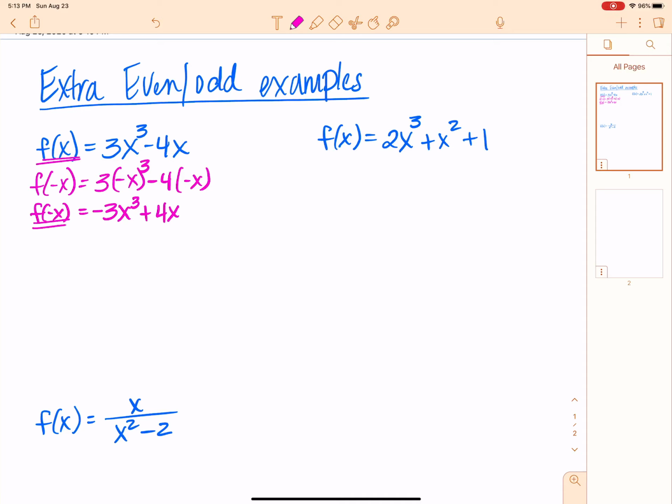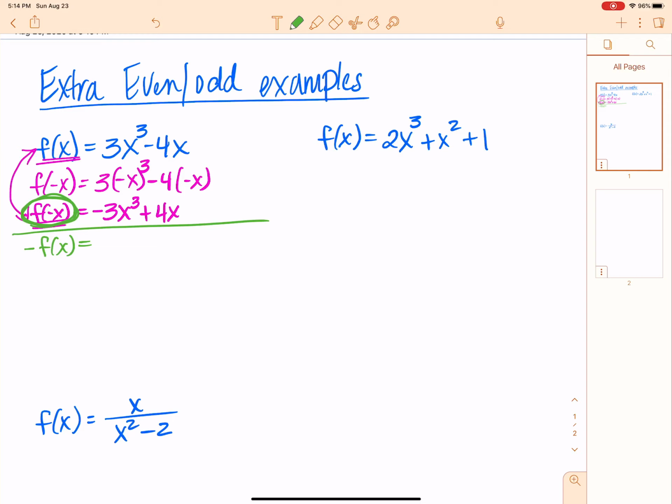So that means that I now have to find negative f of x in order to determine if it's odd. Because if I know that these two aren't equal to each other, I know that I don't have y-axis symmetry and it's not an even function. So now I'm going to find negative f of x, and I'm going to determine if it is equal to this f of negative x that I just found.